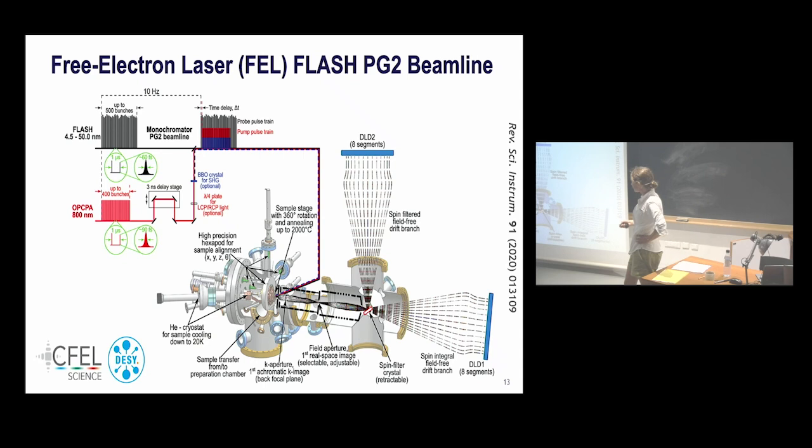But we use this time-of-flight momentum microscope. The important thing here is just that we're discriminating the kinetic energy on the basis of the time of flight that's required for the photoelectrons to move through a field-free drift tube and eventually arrive at our detector. The detector is simultaneously collecting all photoemission angles.